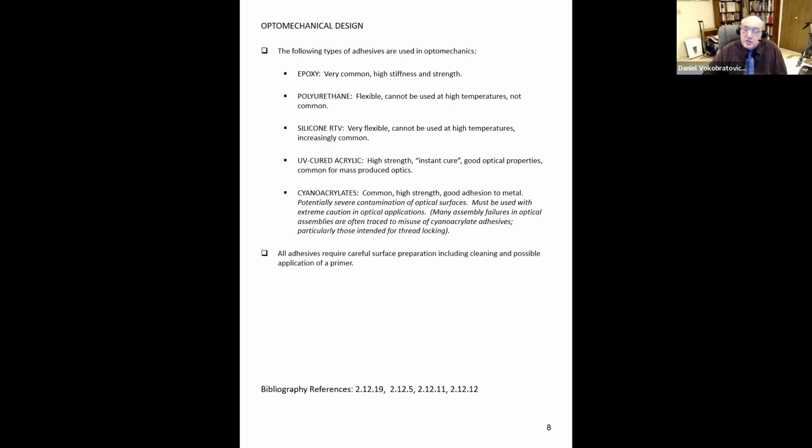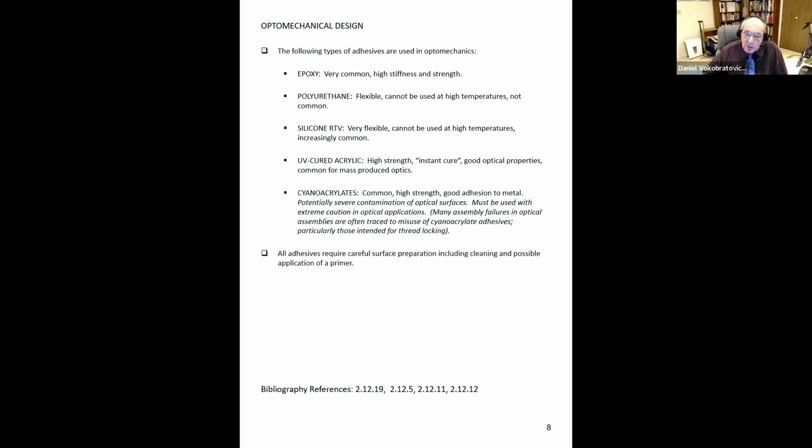The next slide shows the types of adhesives that we use. I'm going to move fairly quickly through this. Epoxies are very commonly used. They offer high strength and stiffness. Polyurethanes have fallen out of favor today, so I'm not going to talk too much about those. The RTVs are very common. They're used a lot. They have the advantage of being very flexible. The UV cured acrylics get used a lot. These materials have the advantage of being cured almost instantaneously. This overcomes the classical pot life problem in working with most adhesives.